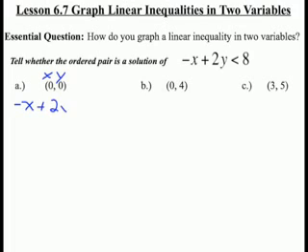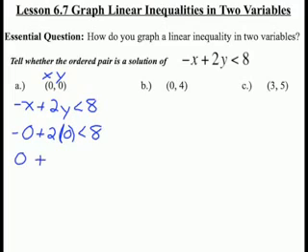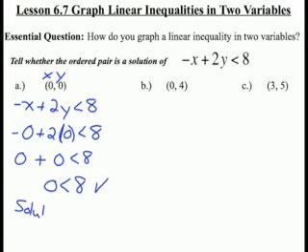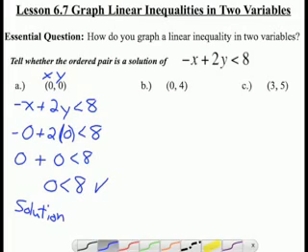Well, our first ordered pair is 0, 0. The first number is the x, the second number is the y. So what we do to tell if it's a solution is we substitute it into the original equation. So x is 0, y is 0. After we substitute them in, now we evaluate. 0 plus 2 times 0 is 0, and 0 is less than 8. Well, that's a true statement. So the point 0, 0 is a solution to the inequality negative x plus 2y is less than 8.